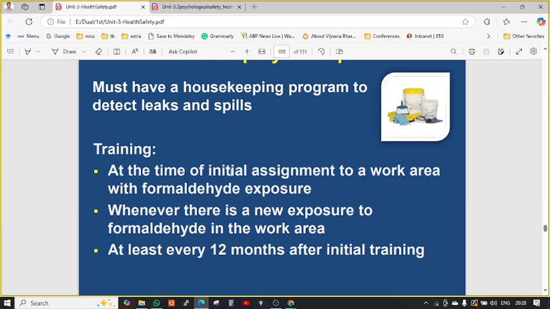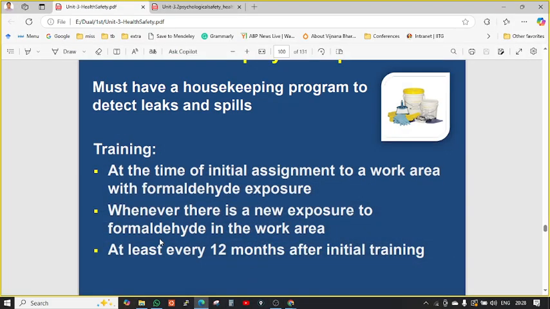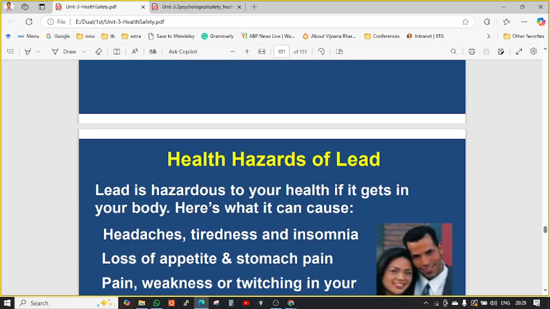Training should be given at the time of initial assignment to work in the area. If someone is new and is assigned to that area as their workplace, then every employee should be given training, whatever the new exposure to formaldehyde, and this area also. How are the risks, what are the things, at least 12 months after the initial training. So you have to give some experience, and after that you have to handle these things clearly.